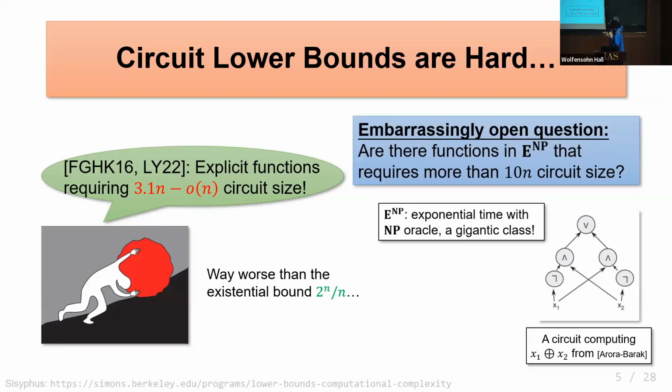So what's going on? We don't even know if there are functions in E^NP that require superlinear circuit size. E^NP is a gigantic class, containing what is computable in exponential time with an NP oracle. We even believe SAT requires maybe exponential size circuits, but we are far from proving even a superlinear lower bound for E^NP.